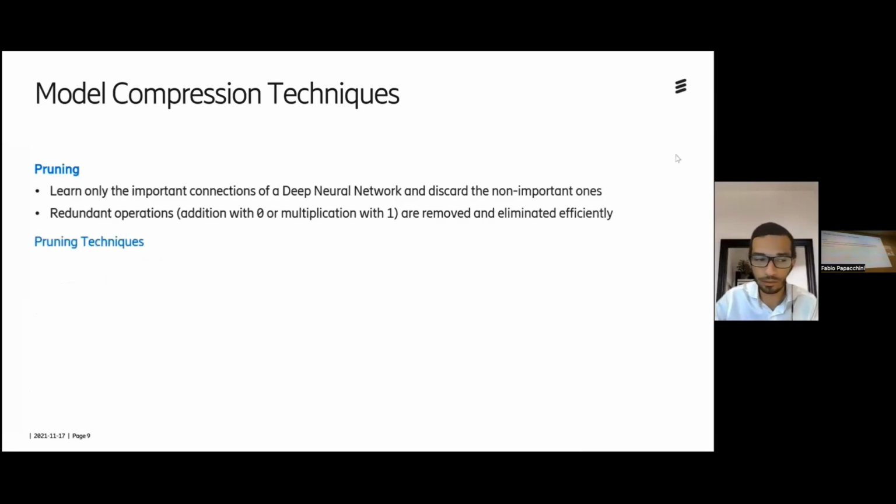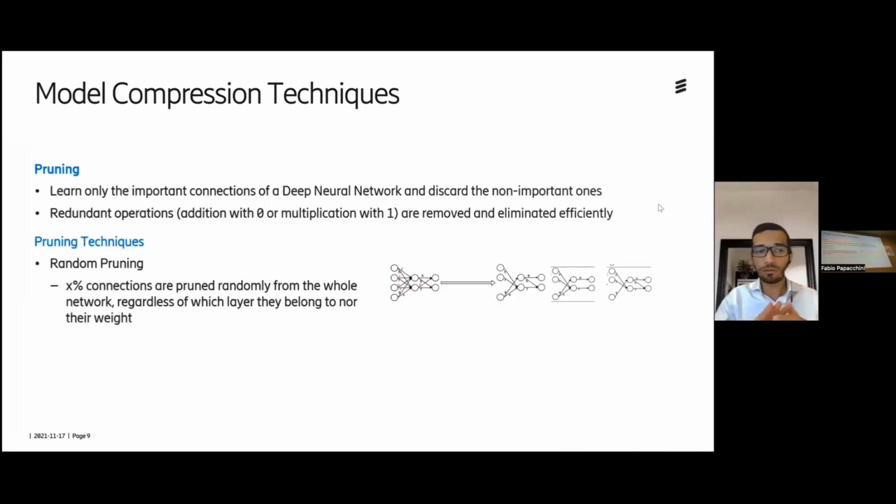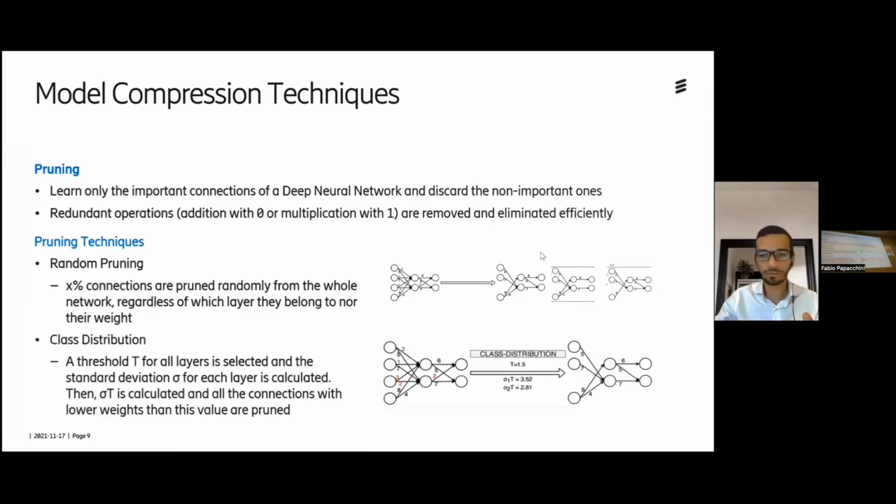And there are several different pruning techniques that one could use to achieve this. I will explain 4 of them in total, beginning with random pruning. In random pruning, the user selects a percentage X, and X percent of the connections from the whole network are removed regardless of their weight or the layer they belong to. We can see from the example on the right that for every different run of random pruning, we may end up with a different neural network. And that's why it's called random.